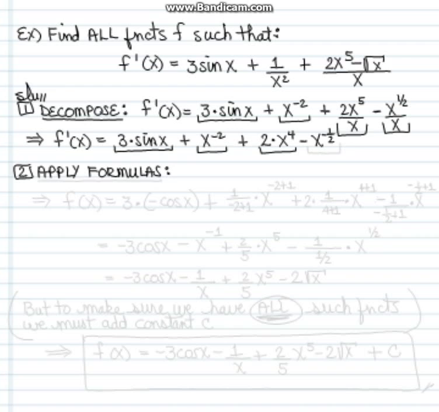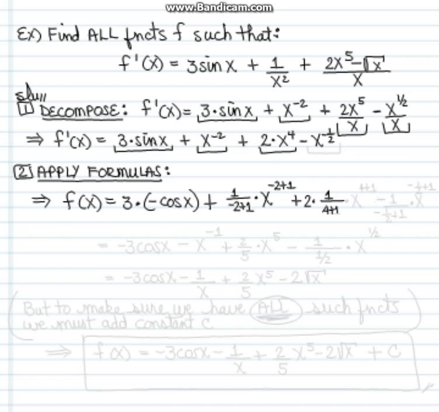Let's apply our formulas. f of x, the antiderivative of f prime, is 3 times negative cosine x. Hold on just a second. The reason it's negative cosine x is because if you take the derivative of negative cosine x, you get a double negative, sine x, which simplifies to sine x. Continuing, we have x to the negative 2. We're finding the antiderivative of that. That will be 1 over negative 2 plus 1 times x to the negative 2 plus 1. That comes right from the formulas.